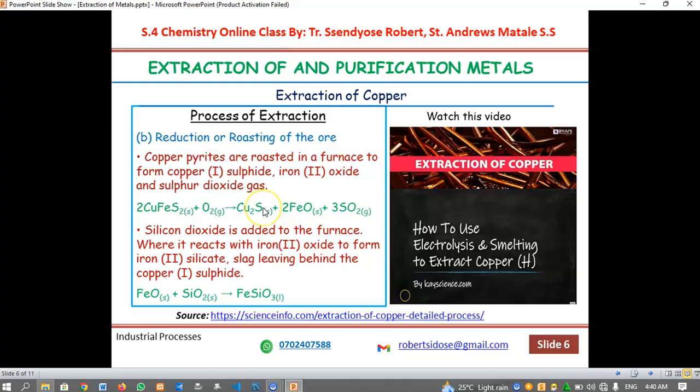Then after getting powder, we feed it in the blast furnace, where it is heated in oxygen to produce copper(I) sulfide and iron(II) oxide. Then this is silicon dioxide. Silicon dioxide is added to the furnace where it reacts with the iron(II) oxide to form iron(II) silicate, slag, leaving behind the copper(I) sulfide, as in the equation below.